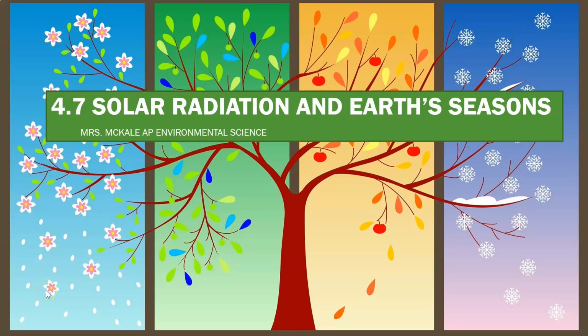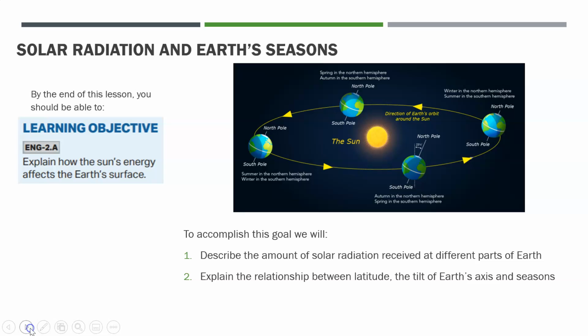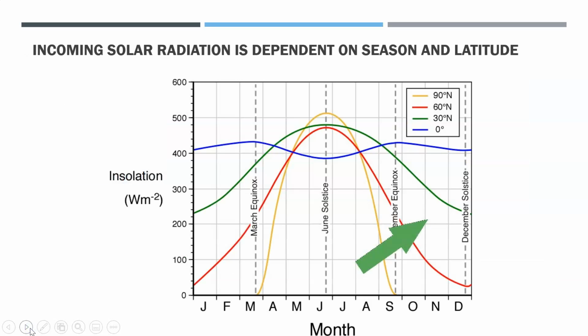And now we power on to 4.7, solar radiation and Earth's seasons. So our goal here is to explain how the sun's energy affects the Earth's surface. To accomplish this goal, we will describe the amount of solar radiation received at different parts of Earth and explain the relationship between the latitude, the tilt of Earth's axis, and the seasons.